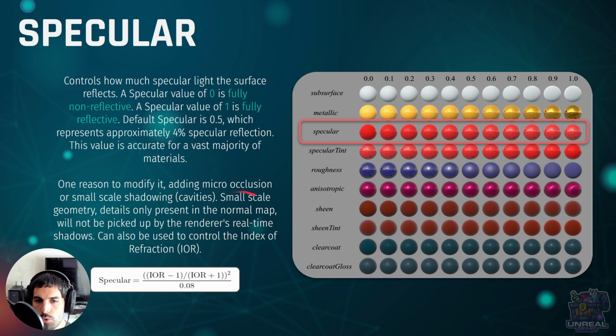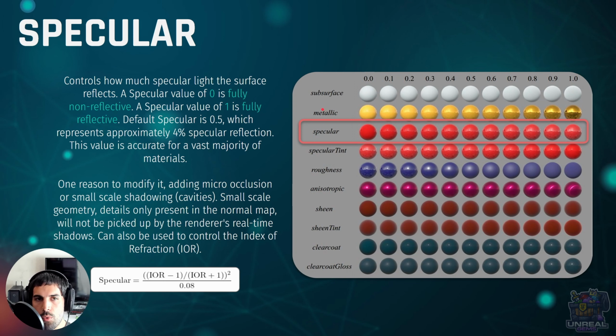Another is to control the index of refraction of the material. As you can see here in this formula, you can calculate the specular parameter based on the index of refraction of the material, so you can input that. You can see the effect that it has here. For a specular value of 0, you have no specular reflections, while if you go to 1, you have those specular reflections again.